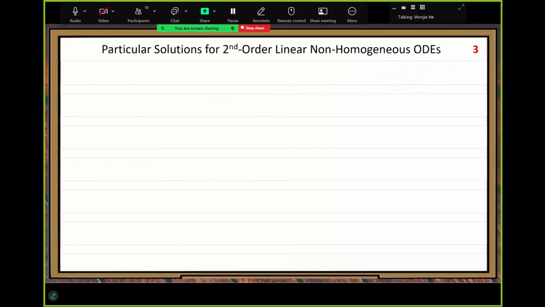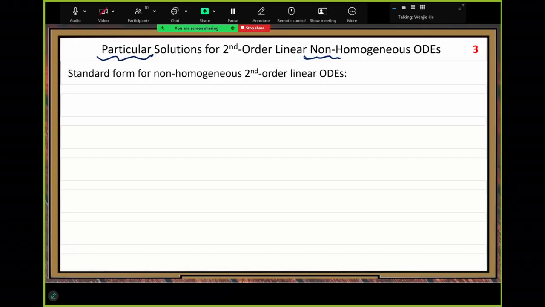Next, we talk about the particular solution for second order. Our goal is to find a general solution, but here let's study the relationship between a general solution and a particular solution for second order linear ODEs. This time, when we talk about a particular solution, we consider the non-homogeneous ODE.